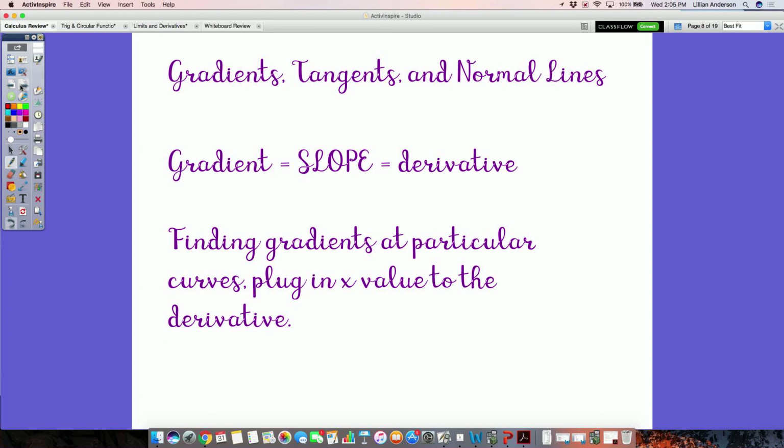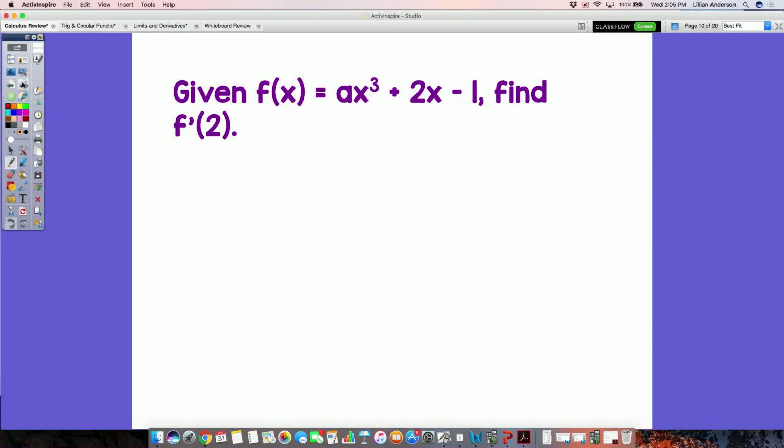Finding the gradient. How do you find the gradient again? Yeah, y2 minus y1. We're in calculus. We're not in geometry. The derivative. You find the derivative, and then you do what? Plug in what? Plug the x value into the derivative. No, that's later. That's coming up.